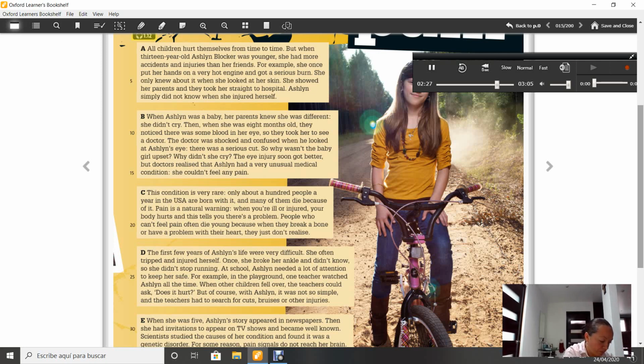When she was 5, Ashlyn's story appeared in newspapers. Then she had invitations to appear on TV shows and became well known. Scientists studied the causes of her condition and found it was a genetic disorder. For some reason, pain signals do not reach her brain. Unfortunately, at the moment, there is no hope of a cure. And as Ashlyn knows, a life without pain is both difficult and dangerous.